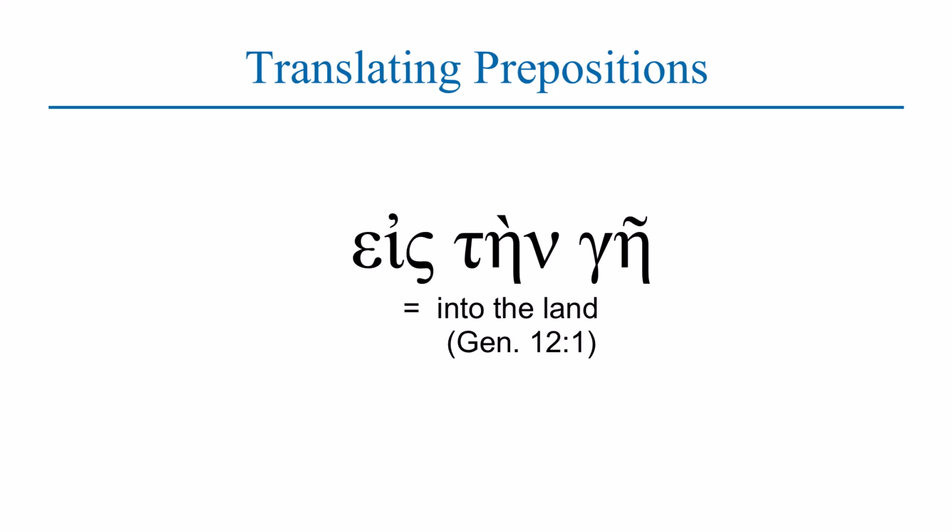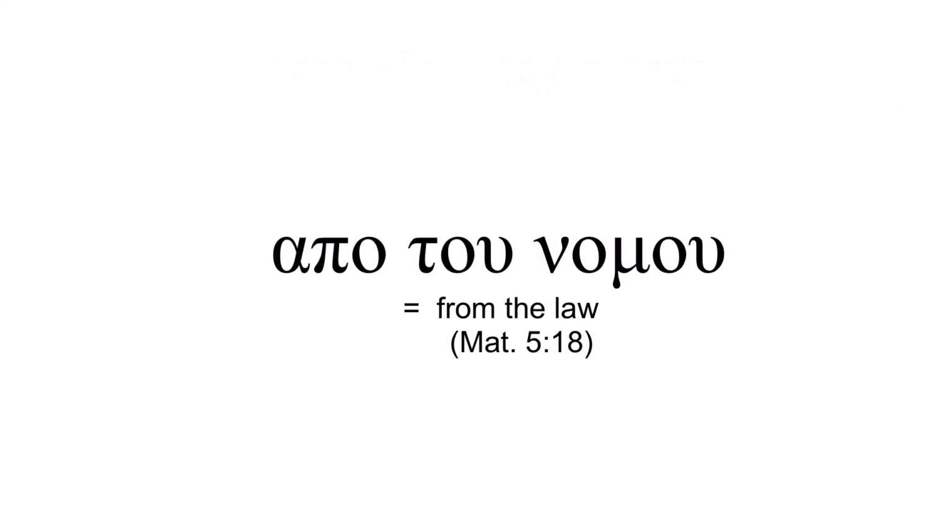So ge means earth or it means land. So the translation of the phrase eis ten ge is into the land, the preposition being eis. And then you have the phrase apo tu nomu. Apo tu nomu means from the law, because you have the preposition apo meaning from, and then you have tu, which is the definite article there, and then you have the word nomu.